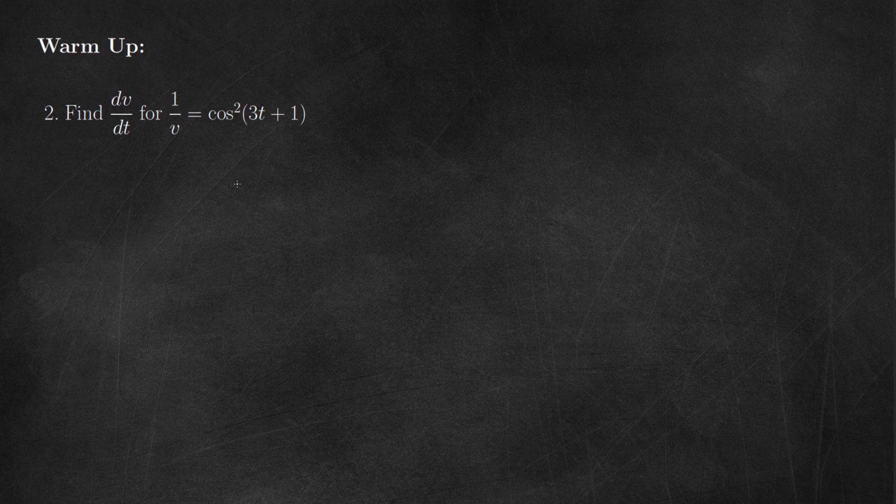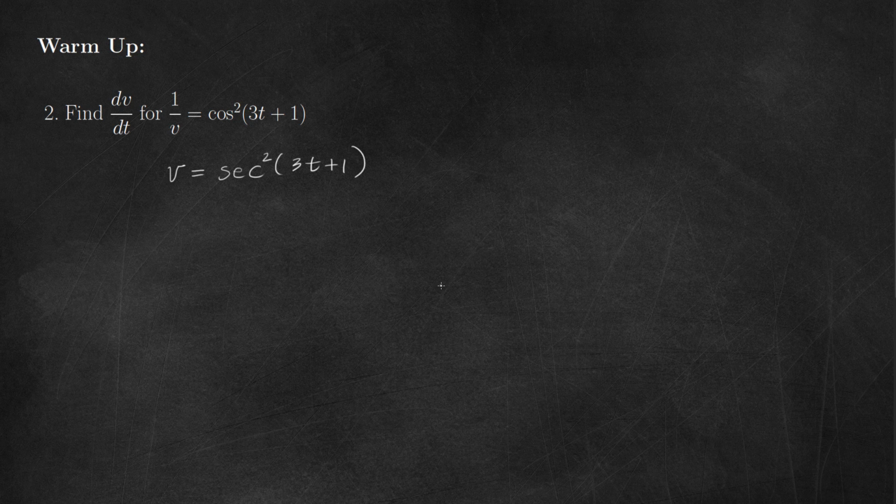Another option I have is to simplify it a little bit first before I take the derivative. I can take the reciprocal of both sides. If I take the reciprocal of 1 over v, I get v. If I take the reciprocal of cosine squared of stuff, I get 1 over cosine squared of stuff, which is secant squared of stuff. So let's try it that way. We would have v equals secant squared of 3t plus 1. And then I can take the derivative in this form.